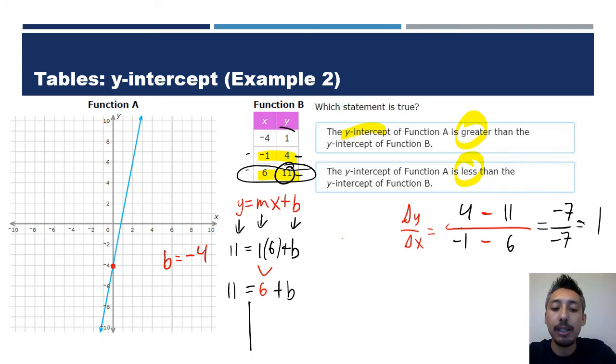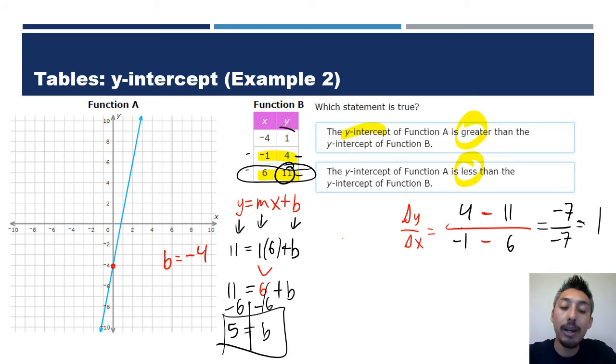I'm going to draw this line down here, and I have a 6. I don't want that 6. I want b to be by itself. So in order to get rid of that 6, we're going to subtract 6. Whatever we do to one side, we need to do the same thing to the other side. 6 minus 6, this cancels out. We have b is equal to 11 minus 6 is 5. So here b, our y-intercept, is equal to 5.